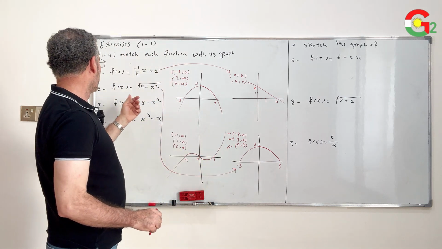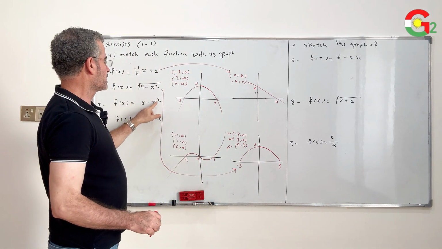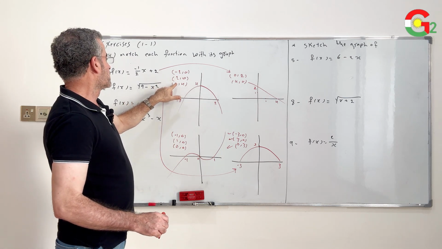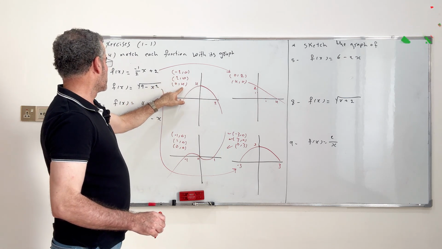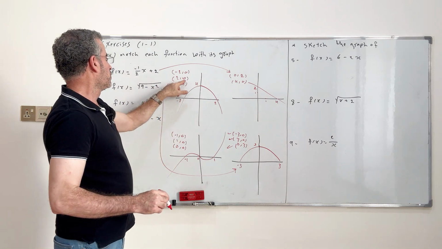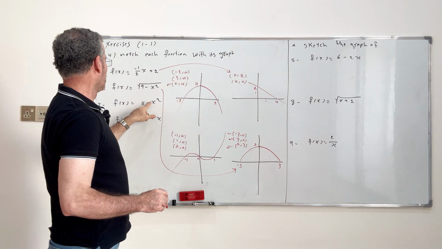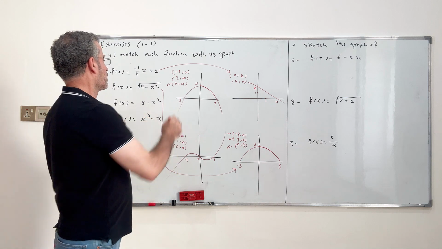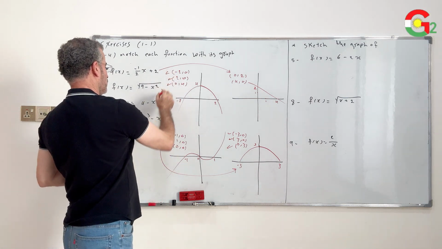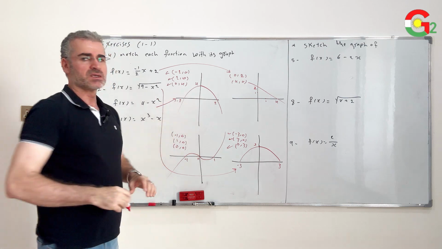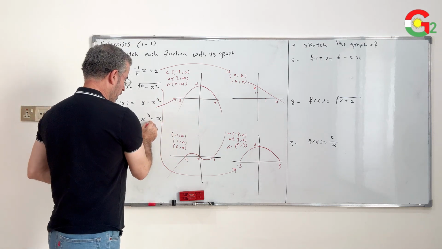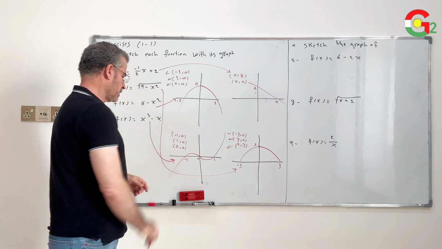Let me check the third one, 4 minus x squared. Let me check it with the first graph. When x is 0, y is 4. It's true. When x is 2, y is 0. 4 minus 2 squared, 0. It's true. When x is equal -2 it is also true, then this is the graph of this function. And sure, the last function, it is with this graph.